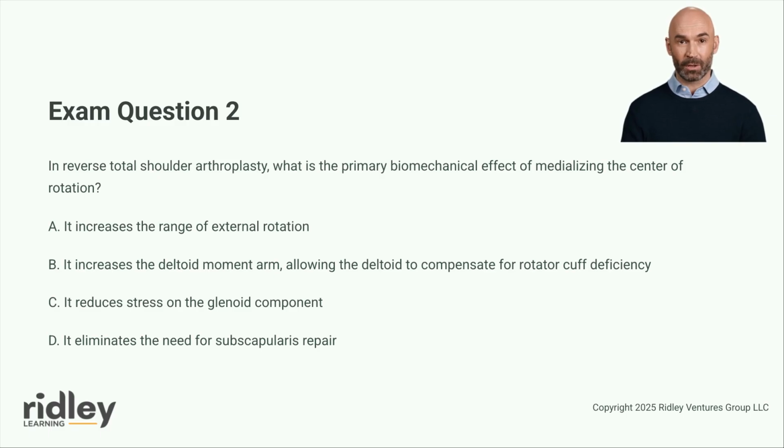This medialization increases the lever arm of the deltoid muscle, which means the deltoid can generate greater torque with the same amount of muscle force. This mechanical advantage is critical because patients receiving reverse arthroplasty typically have non-functional rotator cuffs and must rely almost entirely on the deltoid for shoulder elevation. The design does not improve external rotation, which actually remains a common limitation after reverse arthroplasty, and the procedure still often includes subscapularis repair when possible.